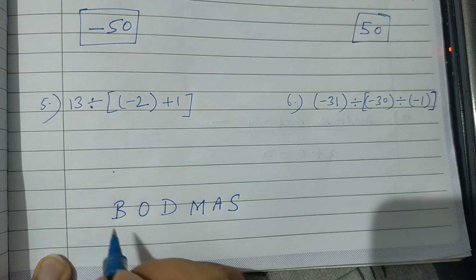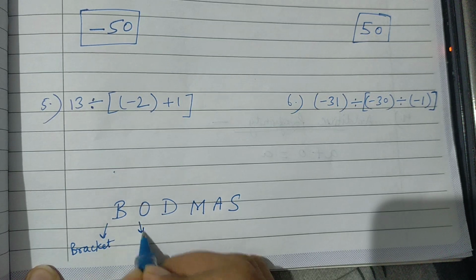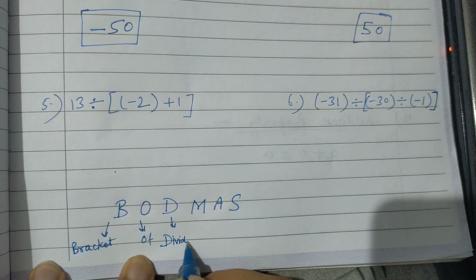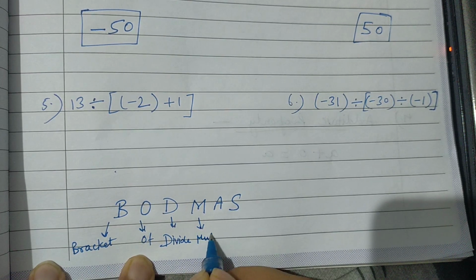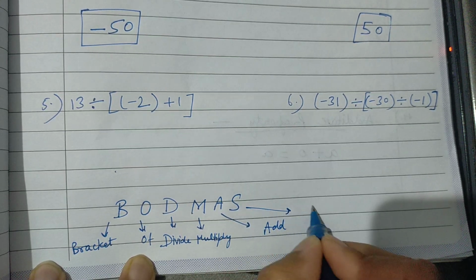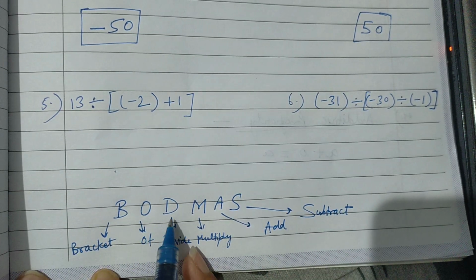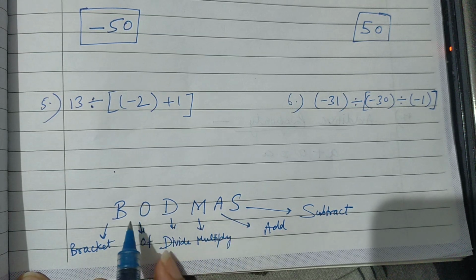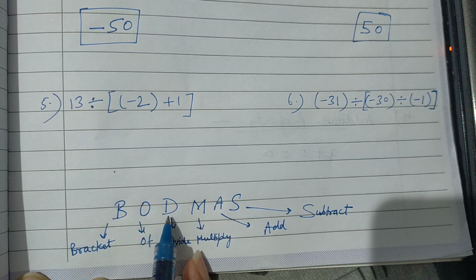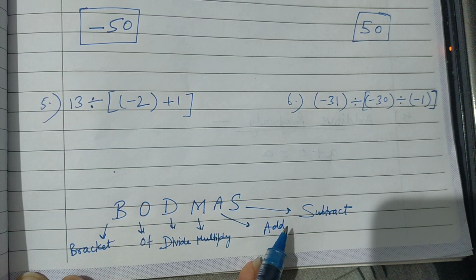What this rule says, B for bracket, O of, divide, division, then M for multiply, A for addition and S for subtraction. We have to do the calculation according to this rule. It means first we have to solve the bracket, then of, then divide, multiply, add and subtract. We have to follow this rule.